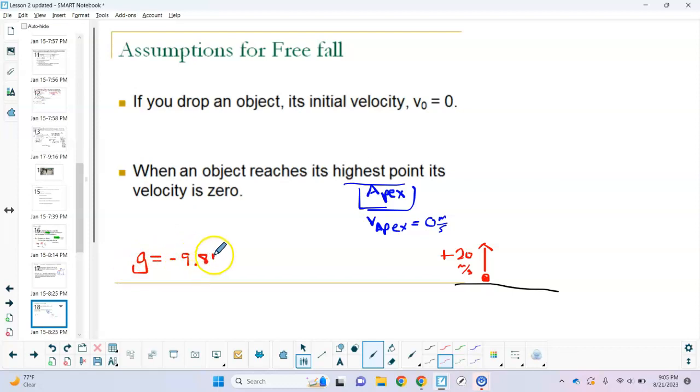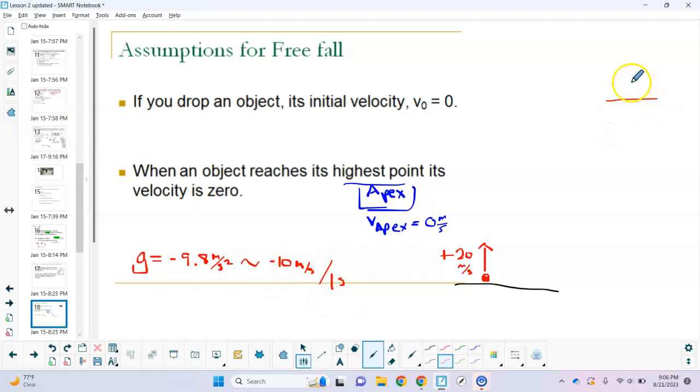9.8 is the number that we're going to use in our mathematical calculations, but when we want to just estimate it, this is pretty close to negative 10. So I'm just going to say it's negative 10 meters per second, and I'm going to write it out the long way, per second. So for every 1 second of time, we're going to add negative 10 to that velocity.